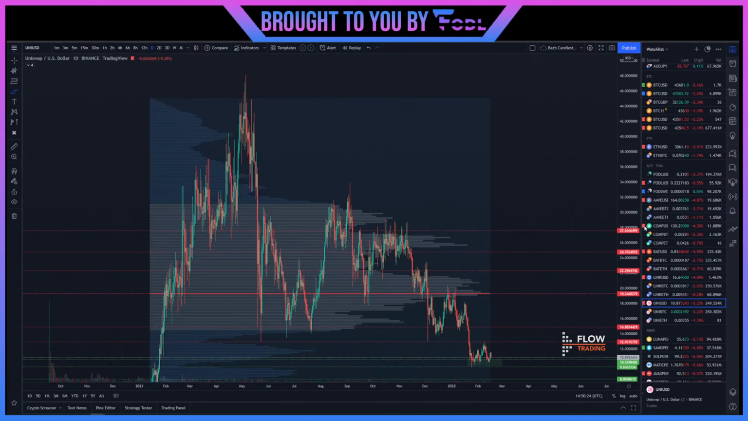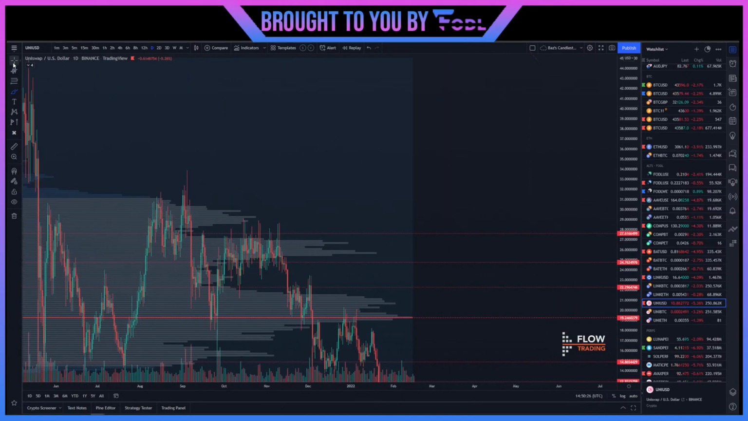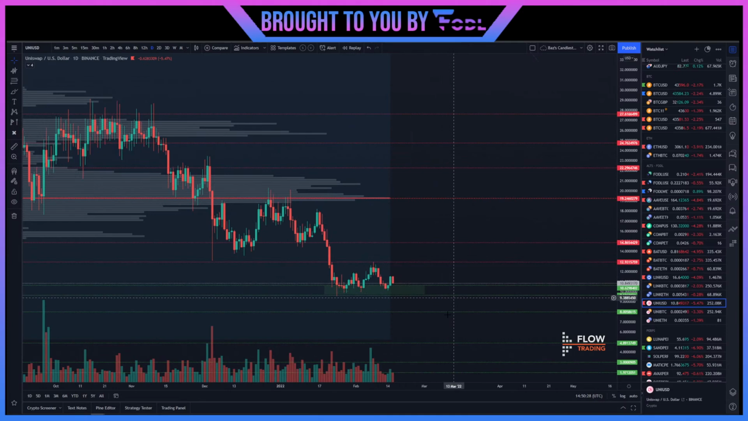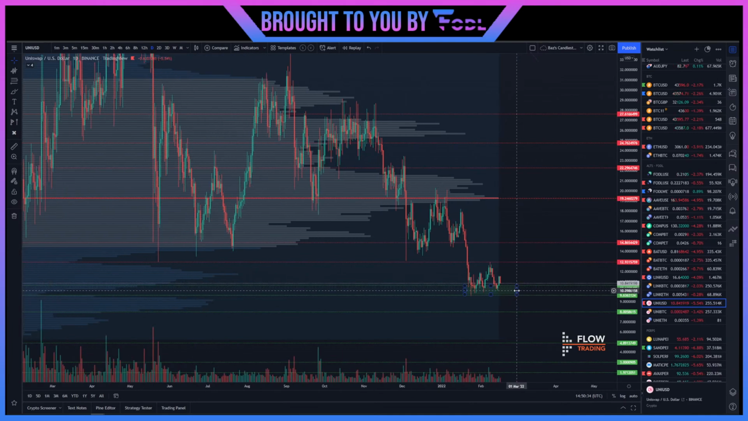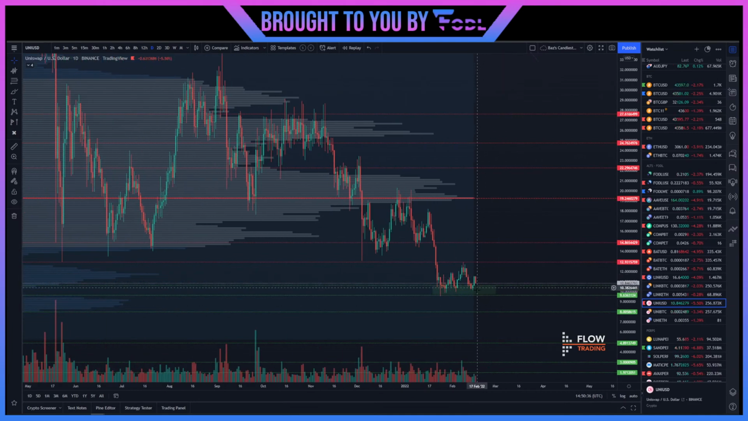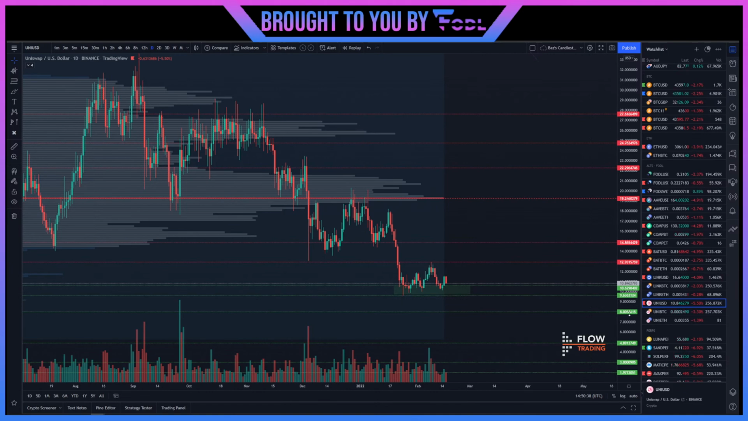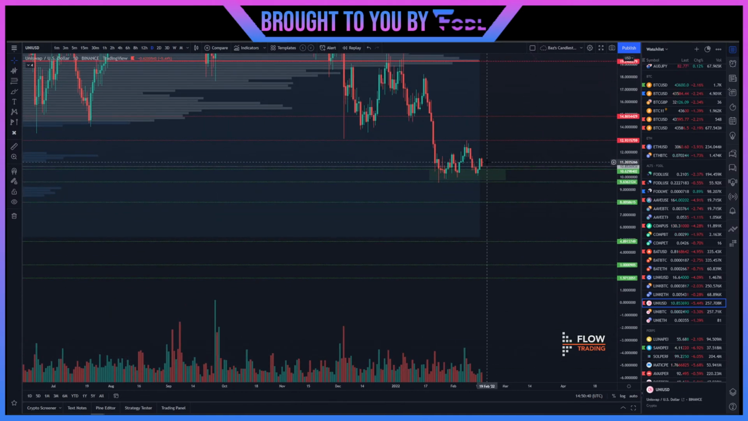Uni versus US dollar. Interestingly, we've got a low volume node here, low volume area. You can see that the price has tapped it quite a few times. We're just about to test it yet again. And if this holds, then of course it's a big round number as well, around about $10. We're at 10.85 right now.